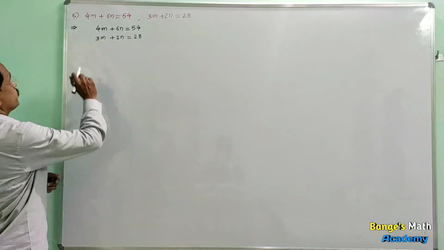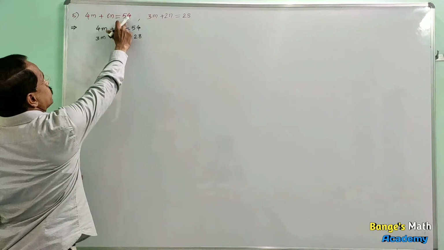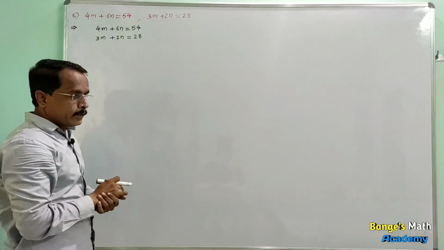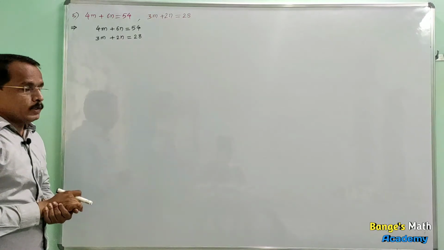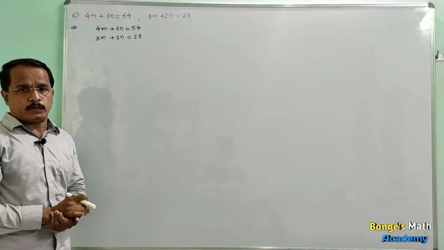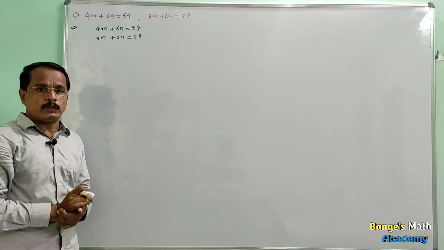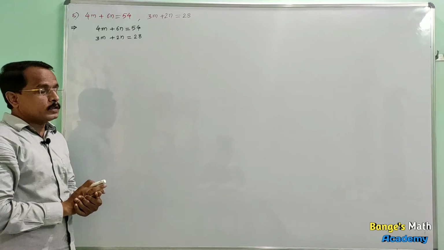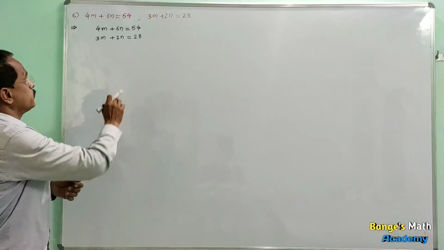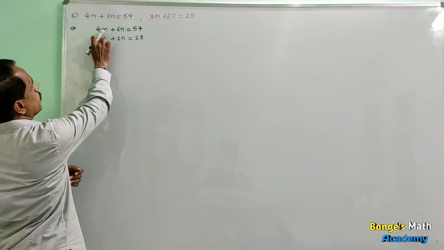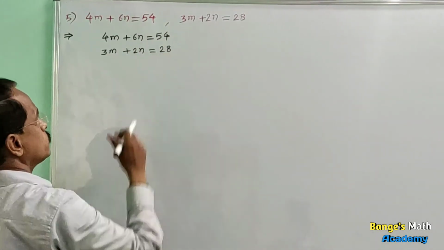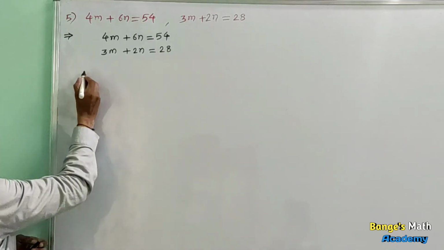See the fifth example, 4m plus 6n is equal to 54 and 3m plus 2n is equal to 28. If the given equations are not in the general form of linear equation ax plus by is equal to c, then first of all convert the given equations into the form ax plus by is equal to c and write down the given equations as they are. 4m plus 6n is equal to 54, 3m plus 2n is equal to 28. We have to find out d.